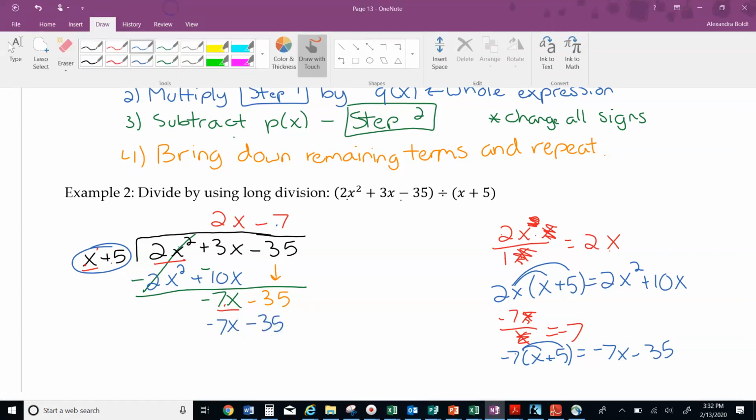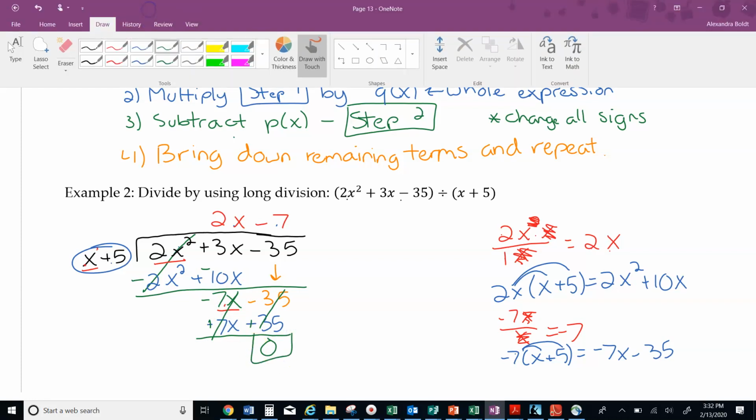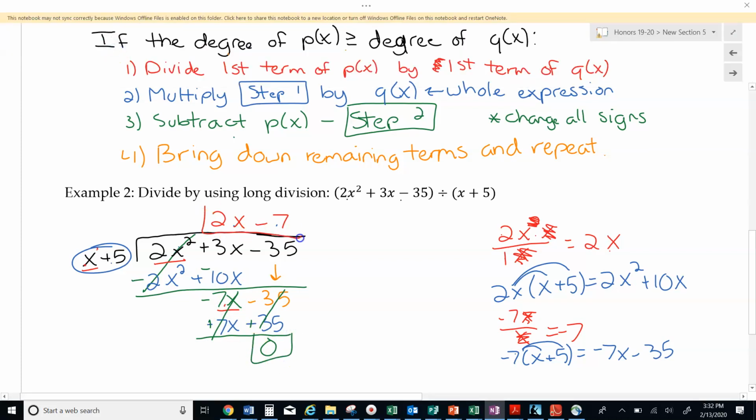And then again, my subtraction is really just switching signs. Those cancel. Oh, those cancel too. So this has a remainder of 0. When it has a remainder of 0, we don't do anything. So my answer is whatever on top, 2x minus 7.